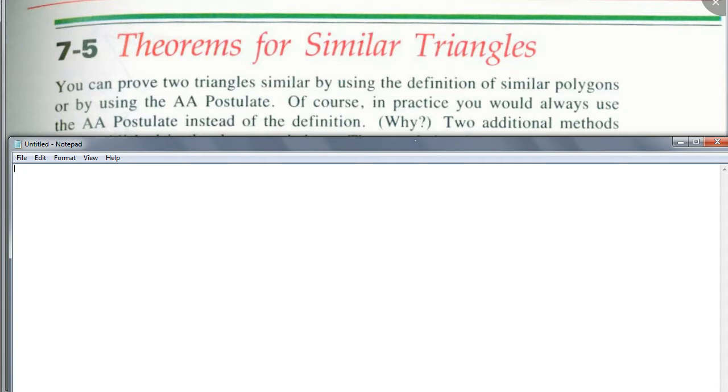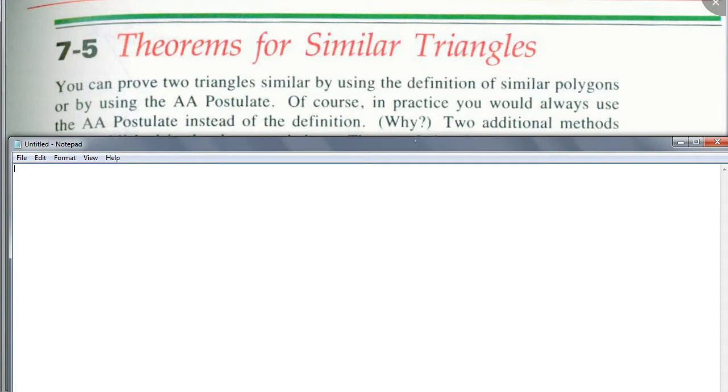Class? For the definition of similar triangles, yeah, six. But for the angle postulate, you just need two parts, right? You just need to show two angles are congruent to two angles of another triangle. Then you know that the two triangles are similar.